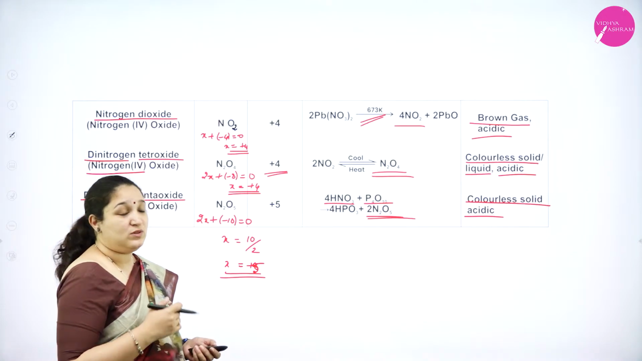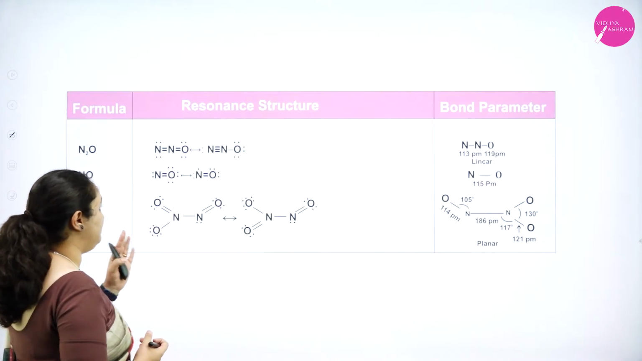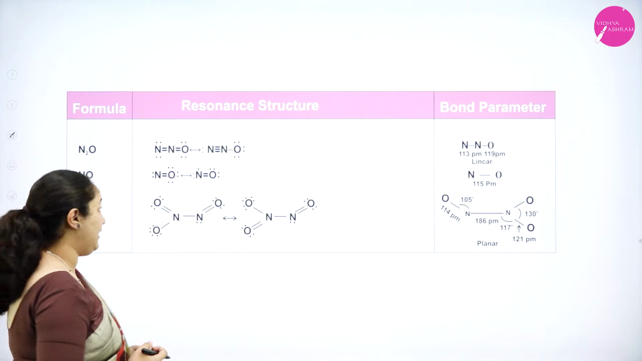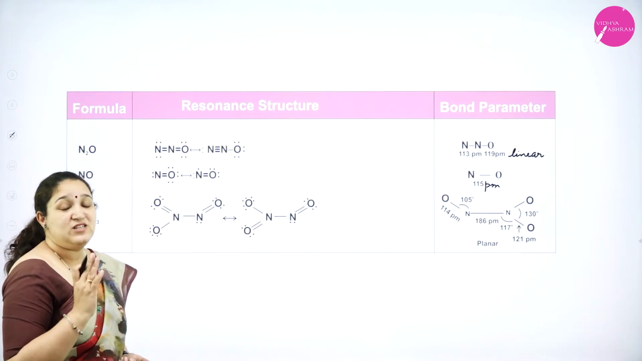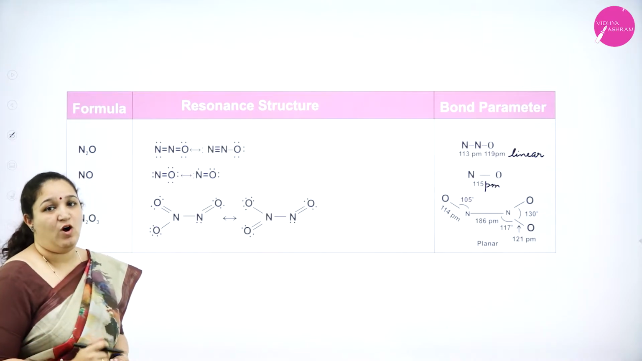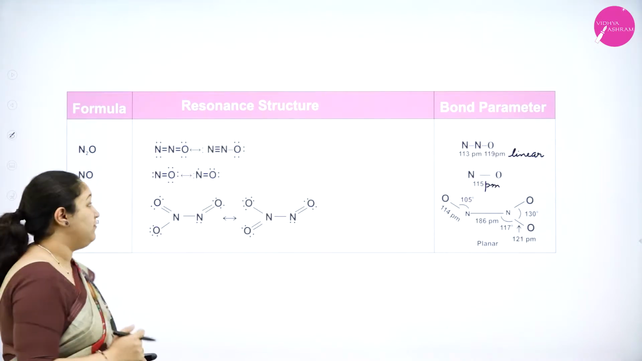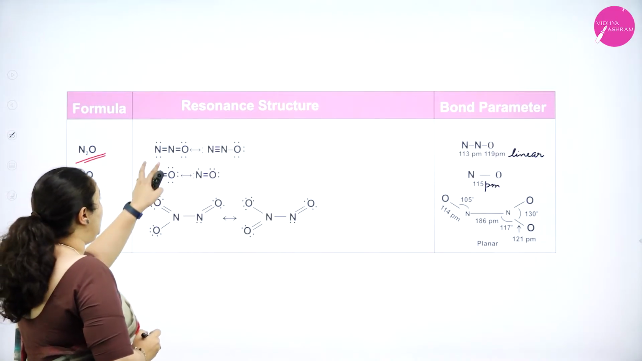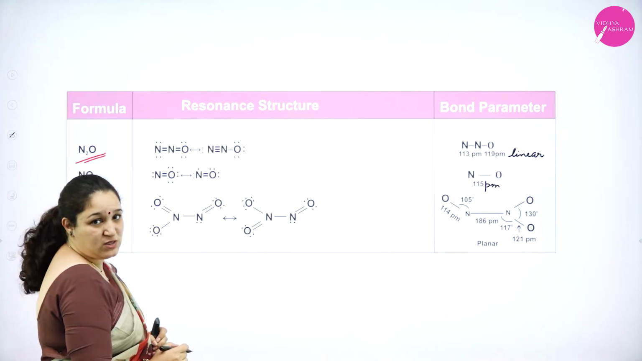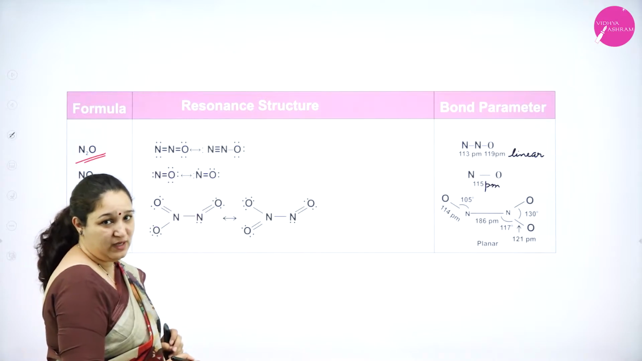Now we learn about the structure of oxides of nitrogen. Next we have the structure of oxides of nitrogen. The first one is nitrous oxide, N2O. You have 2 nitrogen atoms and 1 oxygen atom, and there are 2 resonating structures.